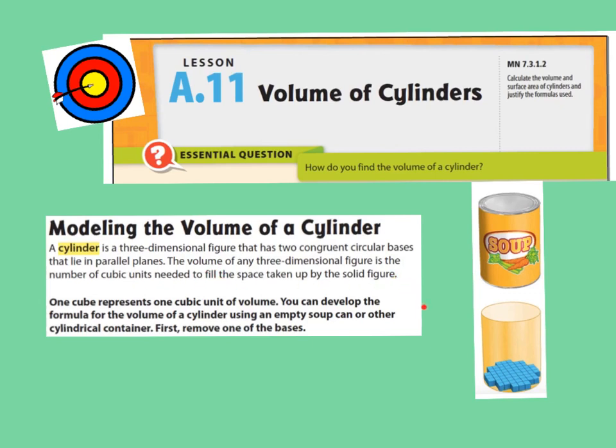the solid figure. If you look over here at this soup can, if we had this in unit cubes, we could get an estimate of what the volume would be by stacking these unit cubes up, but you can see that there are some gaps. So that wouldn't give us the exact volume. So we're going to figure out what that formula is that we'll use today to find the exact volume.